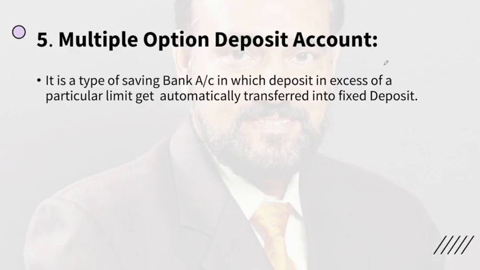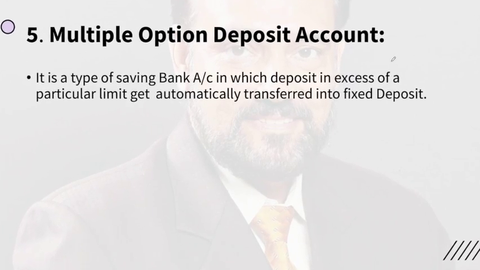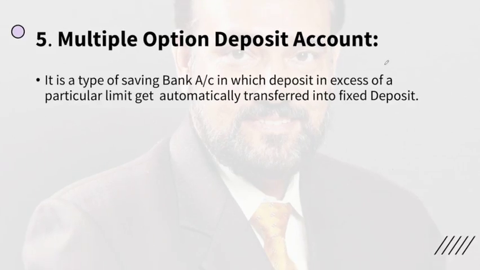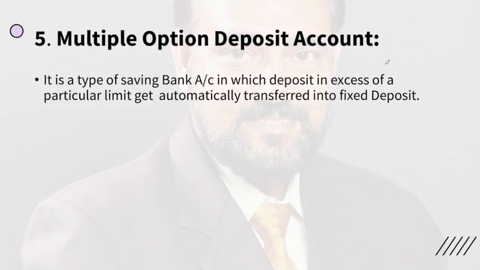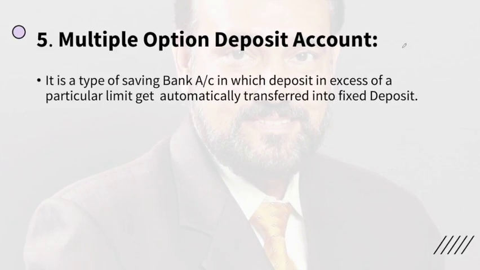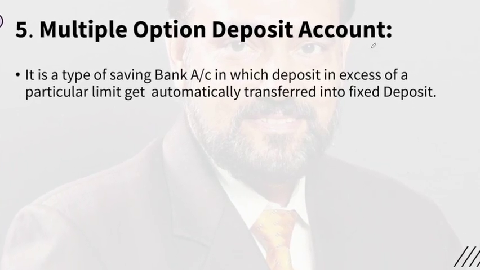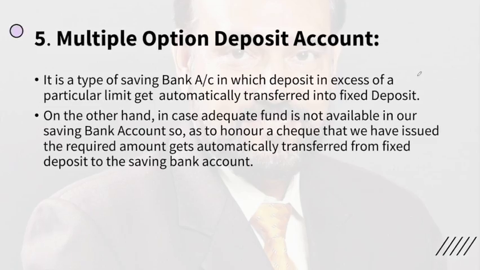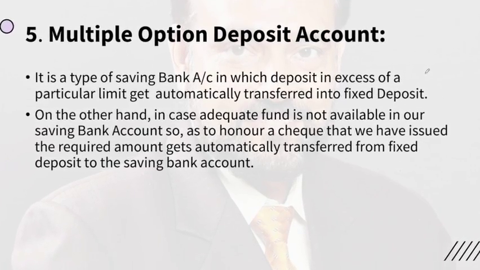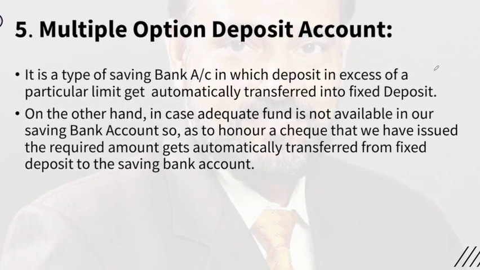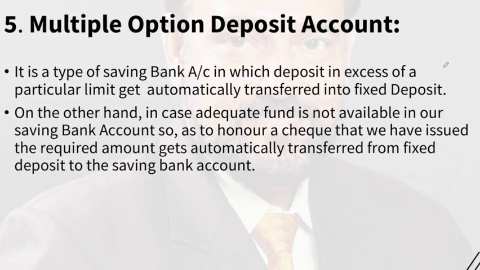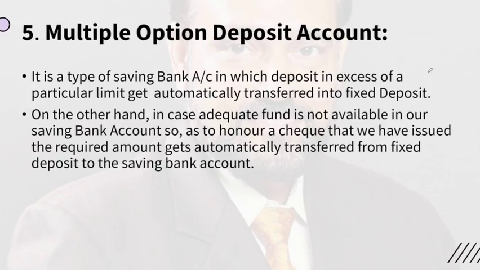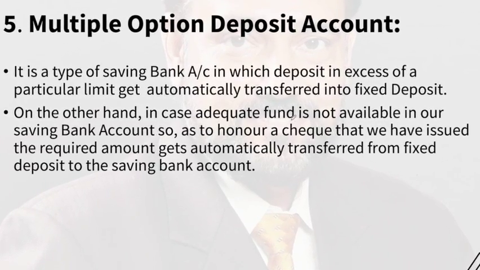See, this multiple option deposit account is a beautiful combination of saving account and fixed deposit. So what happens in this account? You fix a limit, and if the balance goes beyond that limit, then the extra amount is transferred automatically into a fixed deposit. Let us understand this with an example. Suppose you have fixed a limit of 50,000.